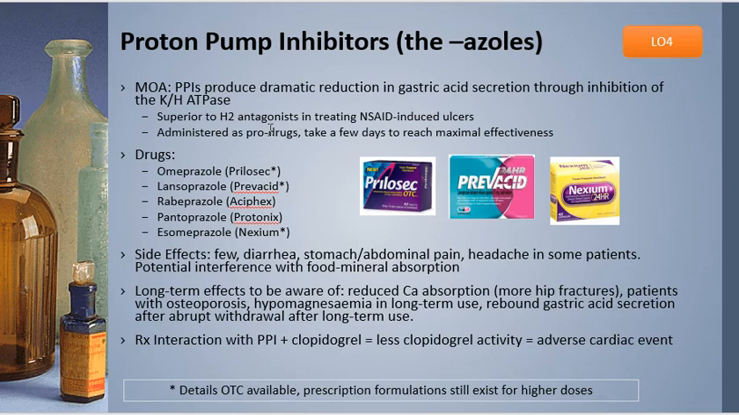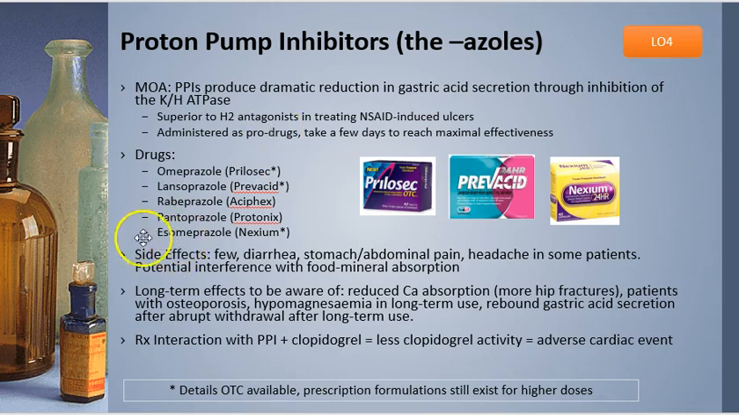The side effect profile is relatively benign. There's very few side effects: diarrhea, stomach pain, abdominal pain. Some patients report headaches, and then of course there's some potential interference with minerals or certain foods and vitamins being absorbed. Remember, you're dramatically reducing the amount of stomach acid that's being produced in that compartment, and that's going to have a possibly deleterious effect on whether or not food or fat-soluble vitamins can be absorbed.